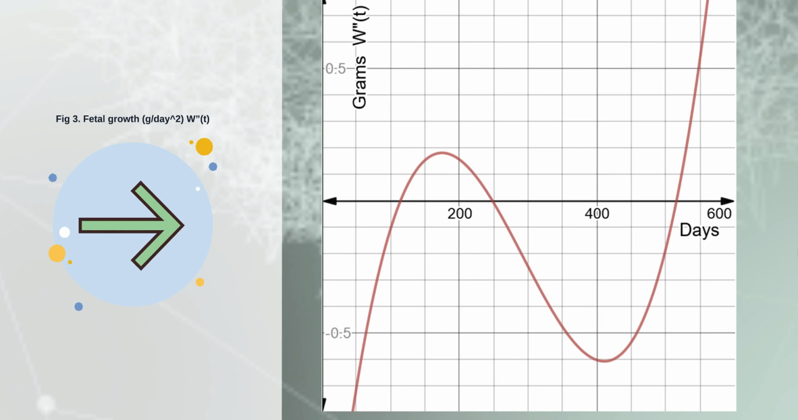prime, so W double prime T, the inflection point was 292.7, negative 0.21. And so that showed the physical interpretation of the inflection points on how the fetus switched from a decreasing rate of weight per day to an increasing weight change, which is clearly shown by the use of Desmos.